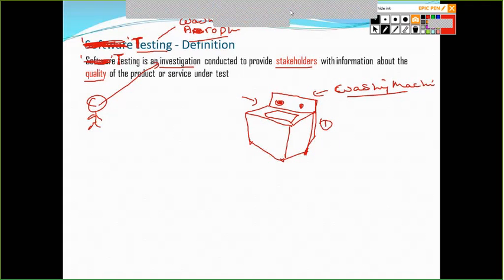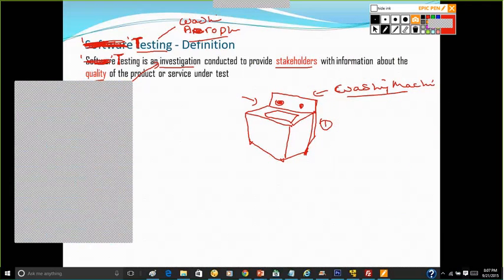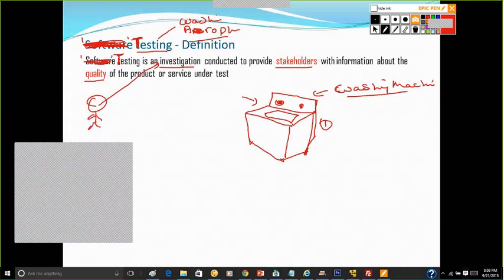Now let's take some examples of what you would look into in a washing machine. Let's not think as a tester. Let's think as a customer. What would you want in a washing machine? Forget about the quality. If I'm going to give you an LG or a Samsung washing machine in front of you, or I'm asking you, can you help me to buy a washing machine?